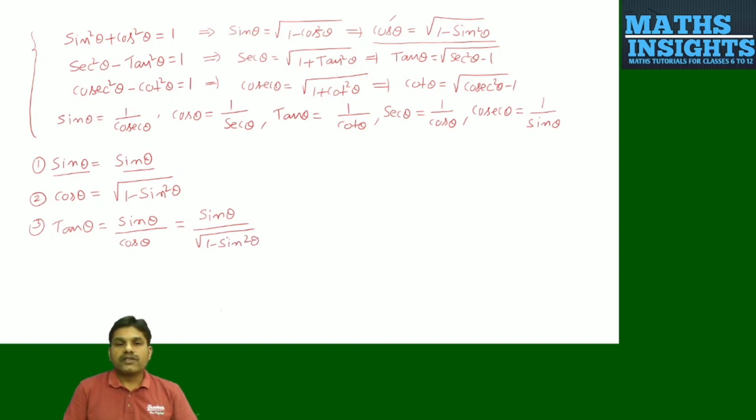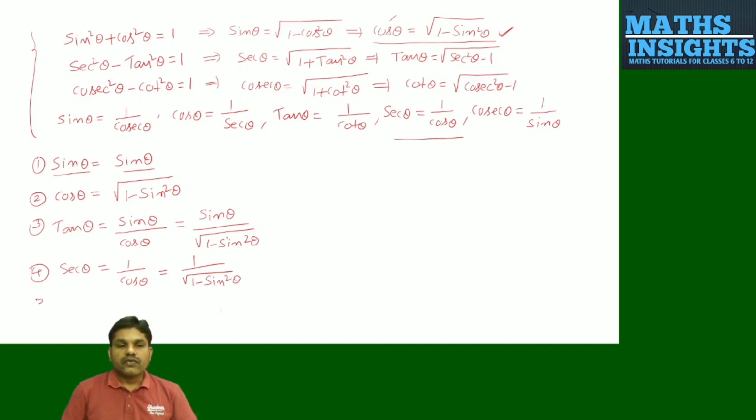If you see, the fourth one is secant theta. You know how you can write secant theta. Secant theta can be written as 1 by cos theta. Therefore, I am writing it as 1 by cos theta. But you know how to convert cos theta into sin theta. Therefore, from this result, I will write cos theta as square root of 1 minus sin square theta. Therefore, I am writing it as 1 by square root of 1 minus sin square theta.